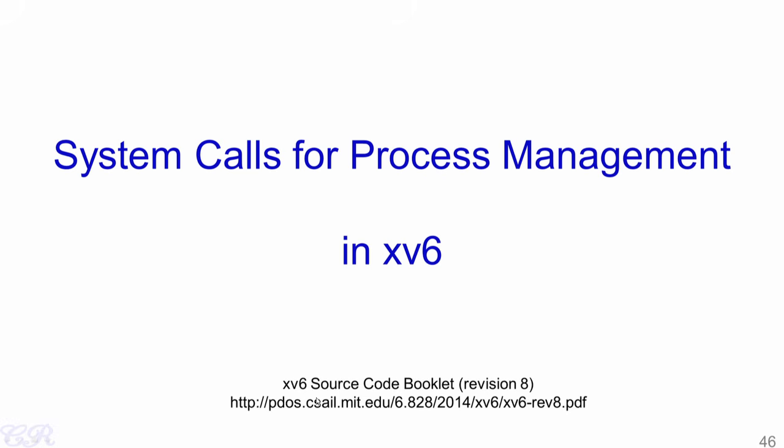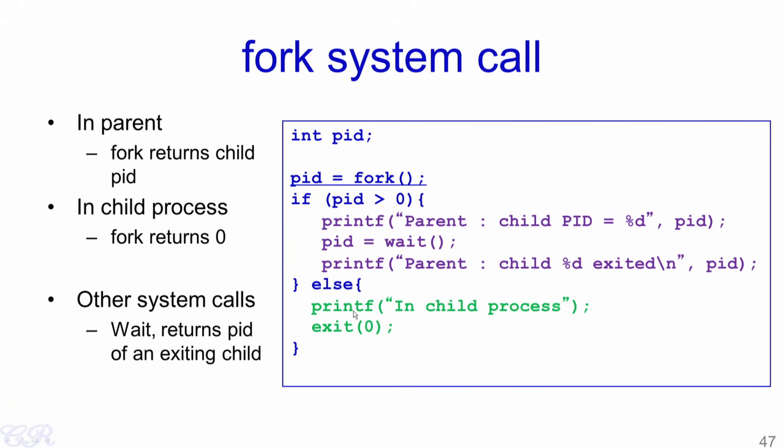We will be referring to the xv6 source code, which can be downloaded in the form of a booklet from this particular website. Please download revision number 8 so that it matches with the video. So, let us start with the fork system call.